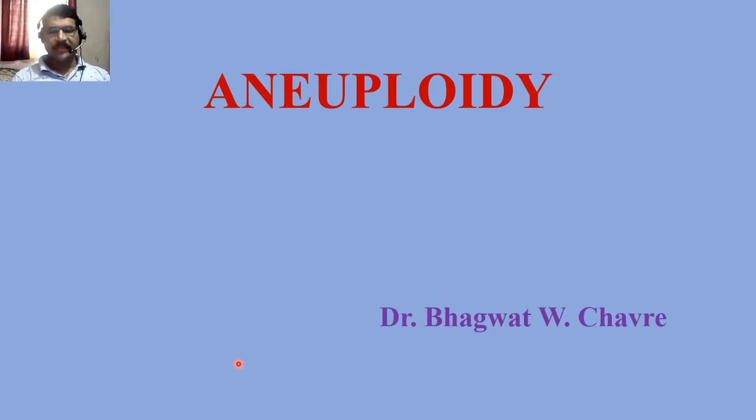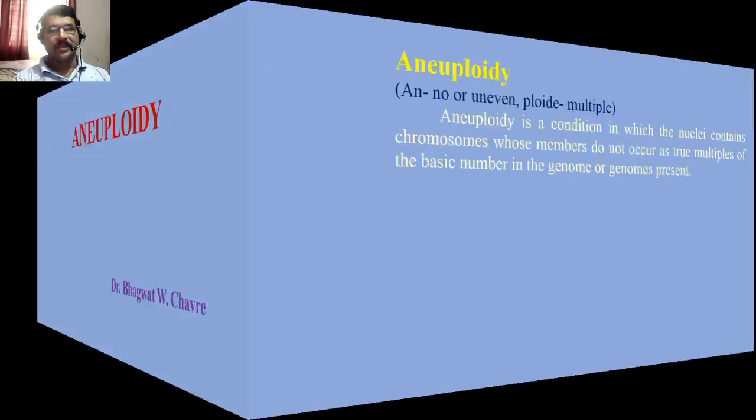As in last videos, we have started with ploidy. There are different types of ploidy, and the first type is euploidy, which has different types: monoploidy, polyploidy, diploidy. We have already discussed these in some previous videos. In this video we will learn about aneuploidy. So what is meant by aneuploidy, we will see.